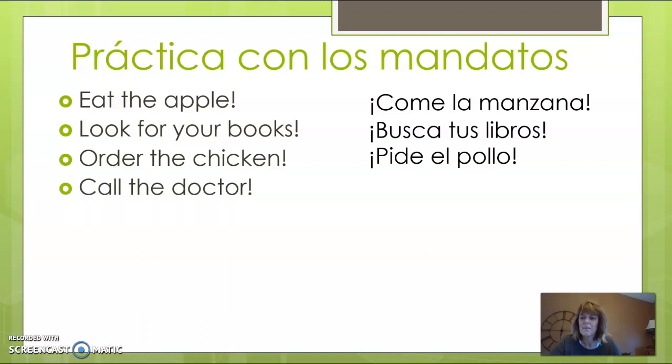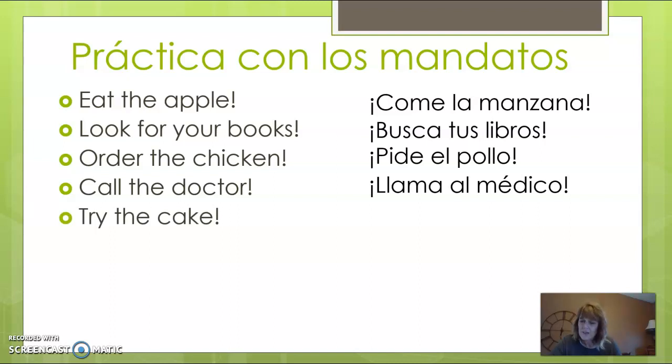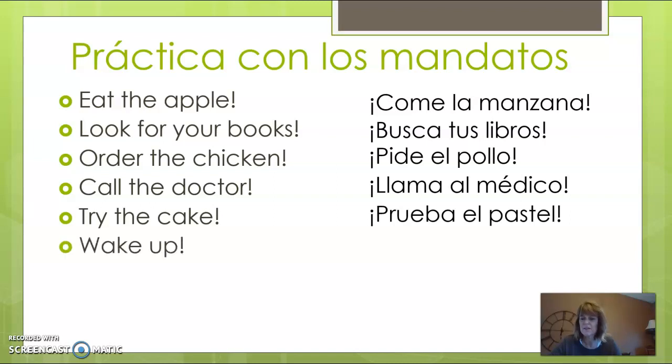The command call the doctor. The verb llamar, to call somebody. Llamar, me llamo, right? I call myself. So, llamar is the verb. Call the doctor. Llama al médico. Notice that these are, again, all he, she forms of the verb. Try the cake. Probar, to try it, test it out. Prueba el pastel.